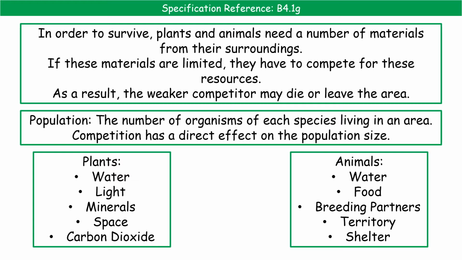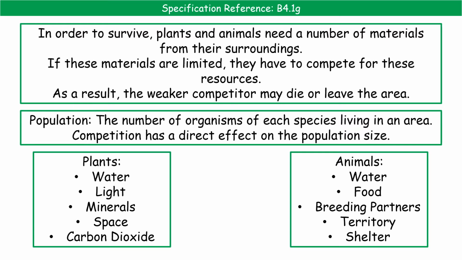What we're going to start off with then is just having a little bit of a consideration about what different things need to actually survive. So if we think about plants, then in order to survive they need a source of water, they need light, minerals, space and carbon dioxide. Obviously water and carbon dioxide for photosynthesis along with the light, the minerals for a range of different things like making chlorophyll, and space in order to grow.